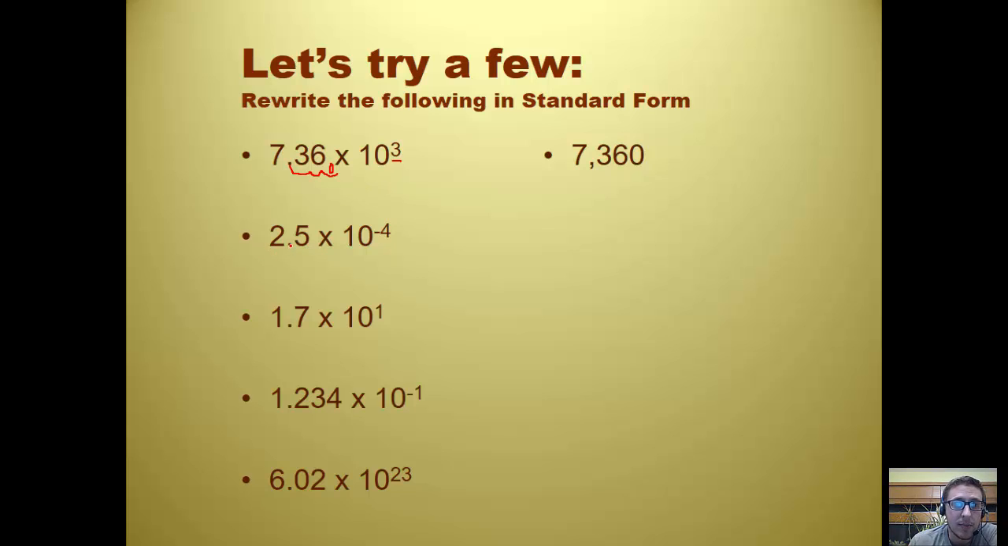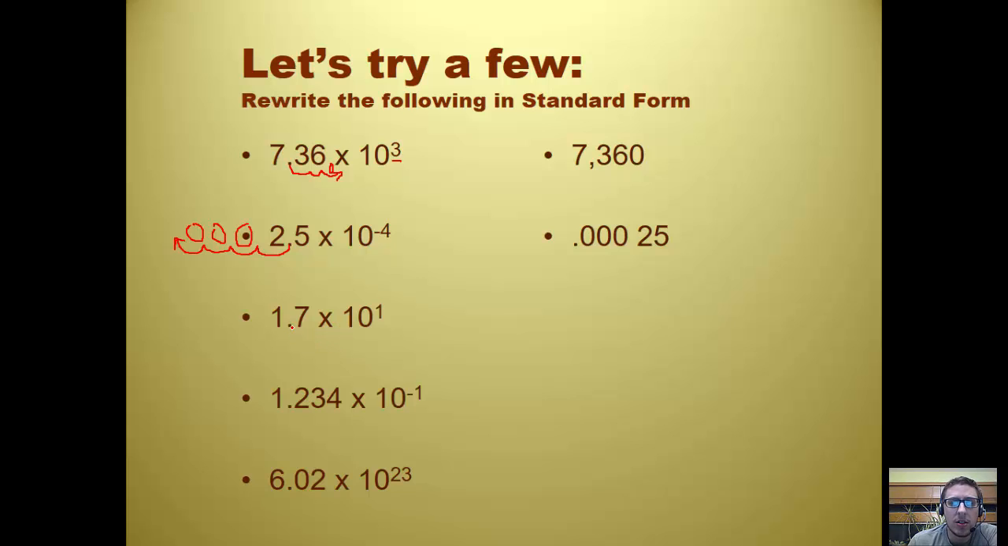How about this? This is a small number, so instead of moving to the right like we did before, we're going to move to the left. Start with the decimal. 1, 2, 3, 4. This is under the 2, but these require zeros. And our decimal is going to be right here. So it should be 0.00025.